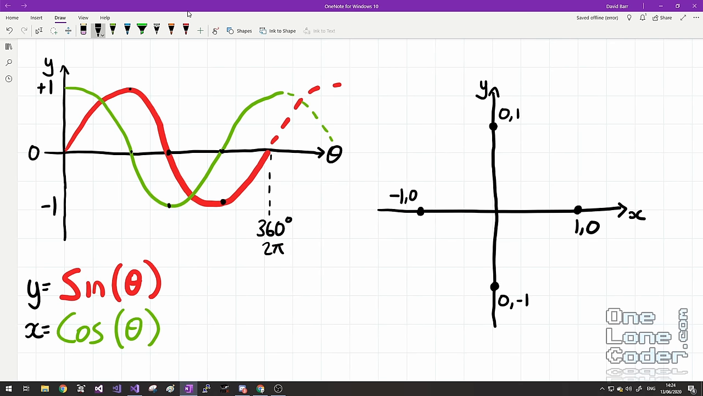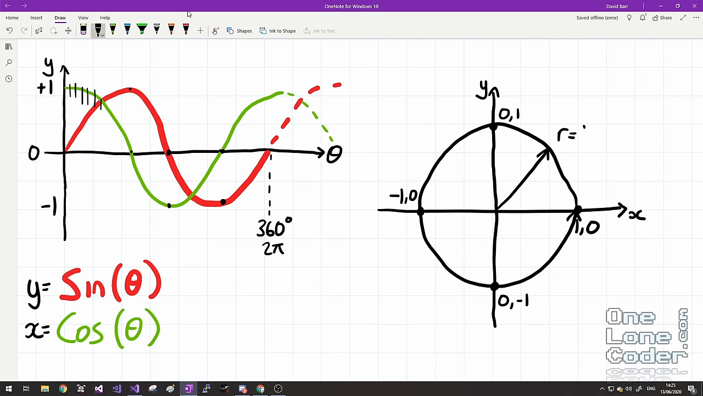Now I've picked out points here that are easy to draw and represent on this axis, but if I picked every single point along this waveform, absolutely every single one, what we would find is it plots a perfect circle as we increase theta. And this circle always has a radius equal to 1. It's a unit circle. And if we think back to our vectors where we had a unit vector, it looked very similar. It was a vector pointing in a direction with a length of 1.